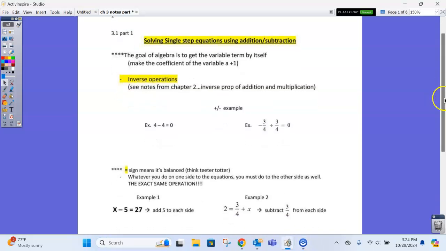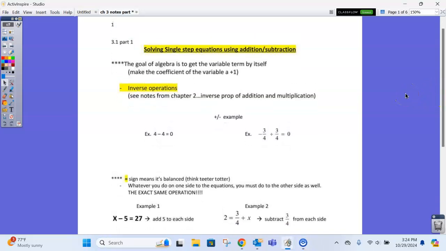All right, so we are getting into essentially the essence of algebra, which is solving for an unknown, solving for a variable. We're going to start with single step equations using addition and subtraction. We touched briefly on what inverse operations are.